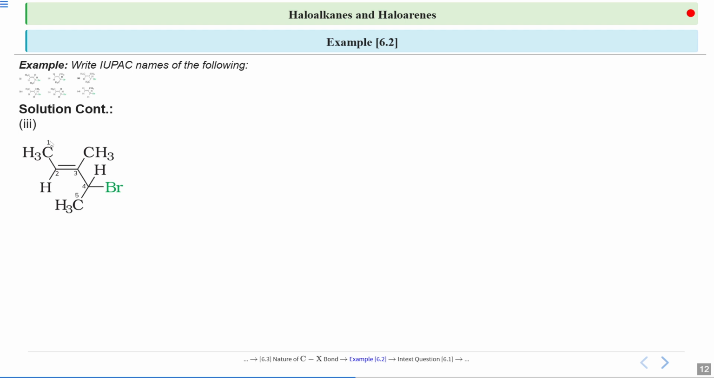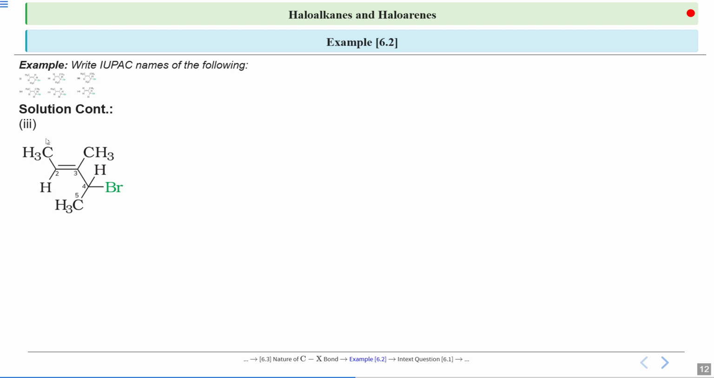But if you start from the 1 carbon that is already marked, 1, 2, 3, 4, 5, you get 5 carbons in your parent chain. So it is the maximum number of carbons that the parent chain can hold in the structure. So this is considered as the parent chain.